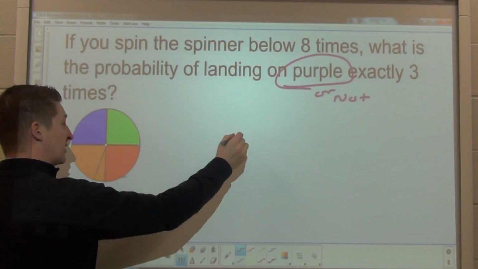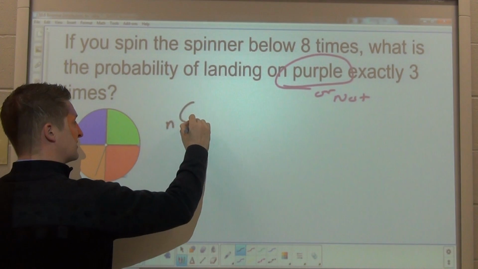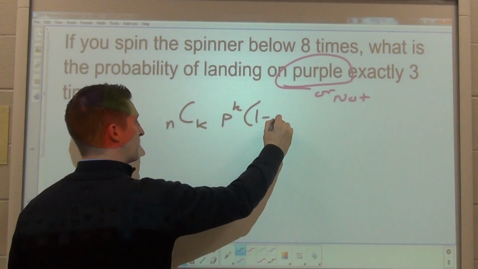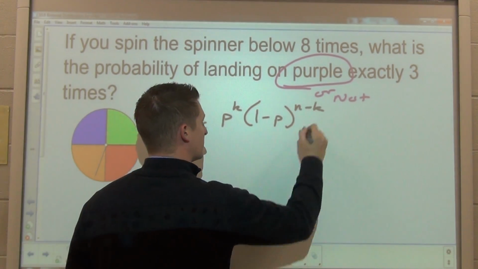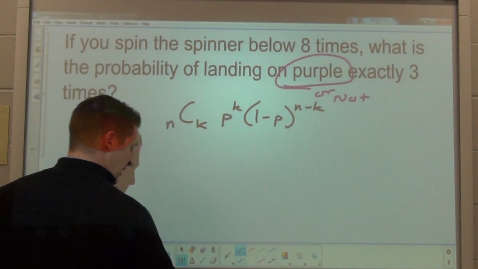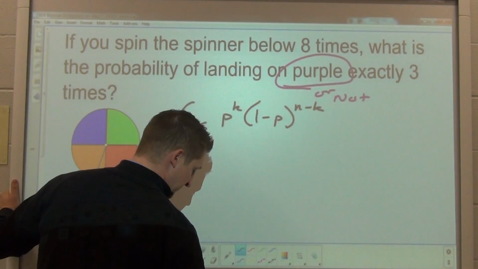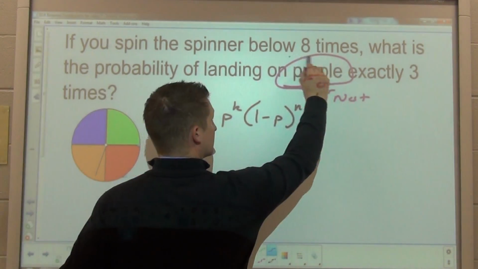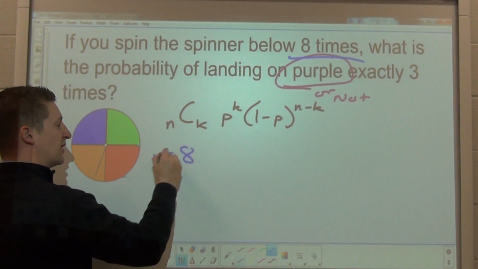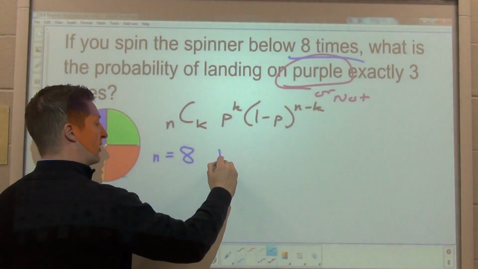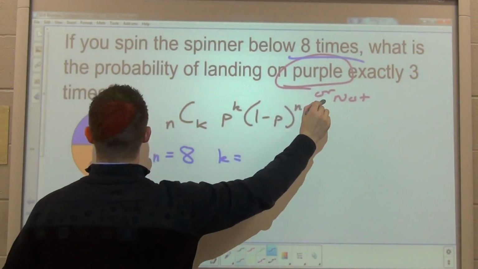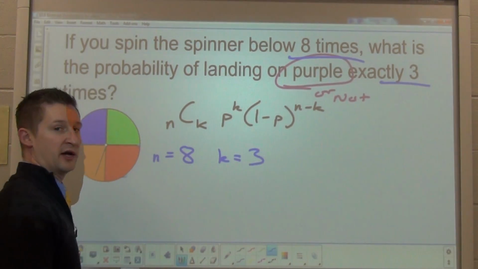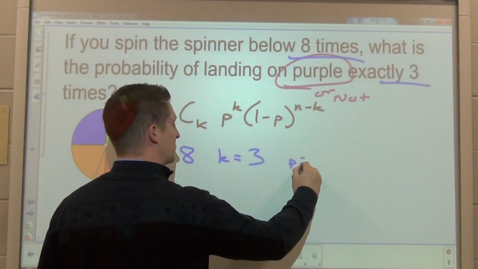So, that being the case, I can use my formula from before. nCk times p to the k power times 1 minus p to the n minus k power. So let's identify some different things that we're going to plug into this formula. First of all, n, the number of trials in this case, is 8, because I'm going to spin the spinner 8 times. k, the number of successes, is going to be 3, because exactly 3 times is what I would like. p, the probability of success.